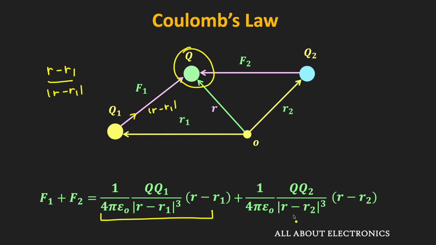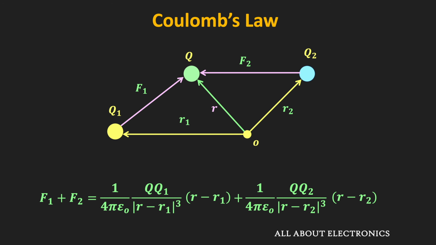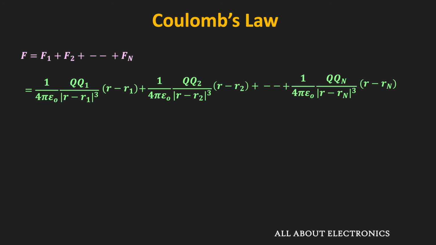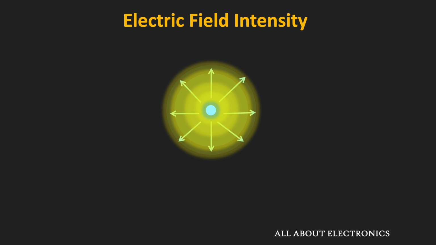That means the overall force that is acting on the charge q is the summation of the force F1 and the F2. So in general, if we have n charges, then the total force that is acting on the charge q can be found using the superposition principle, where here this r1, r2, r3 up to rn represents the position vectors. So now let us understand the concept of the electric field intensity.